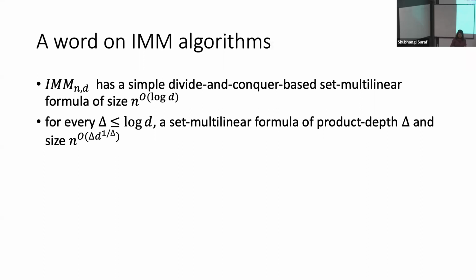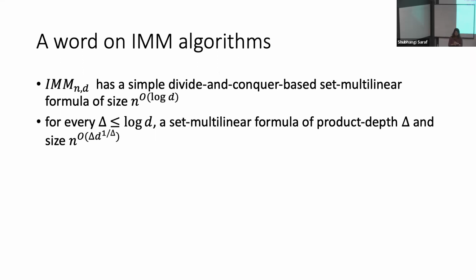So if you look at IMM n comma d, it is the product of d n by n matrices. To compute the product of d n by n matrices, you can do this recursively using a divide and conquer approach. You break up the product into a product of n over 2 matrices times the product of another n over 2 matrices. Then the n over 2 matrices is the product of n over 4 times n over 4 times n over 4 times n over 4.